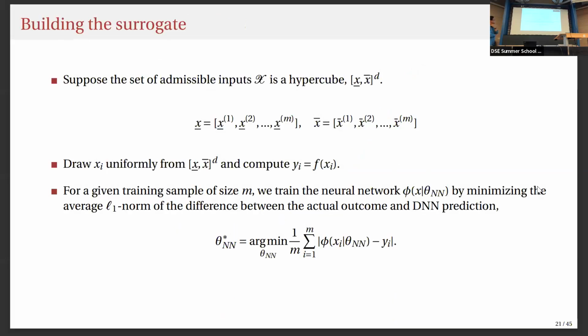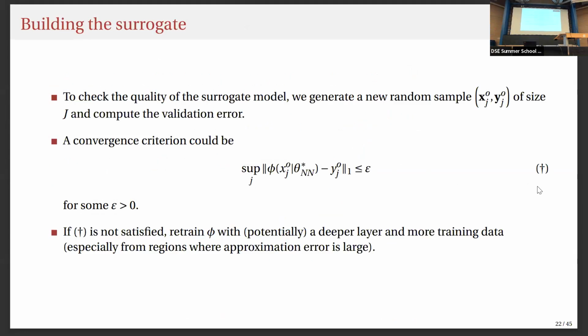And then with this training sample, we try to minimize the approximation error by training the network. In this case, we're using mean absolute error as a loss function. Once you have done it, you want to check the accuracy of the approximation. This is where you want to generate new samples. You don't want to run into the problem of using the same sample twice. So we generate new samples of another size j to evaluate the validation error, again using mean absolute error. And if this criterion is met, then you have done your job.